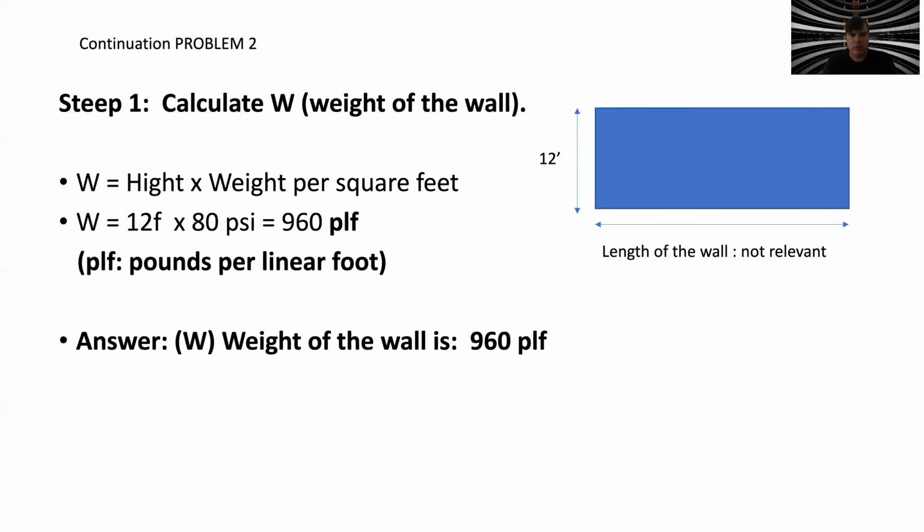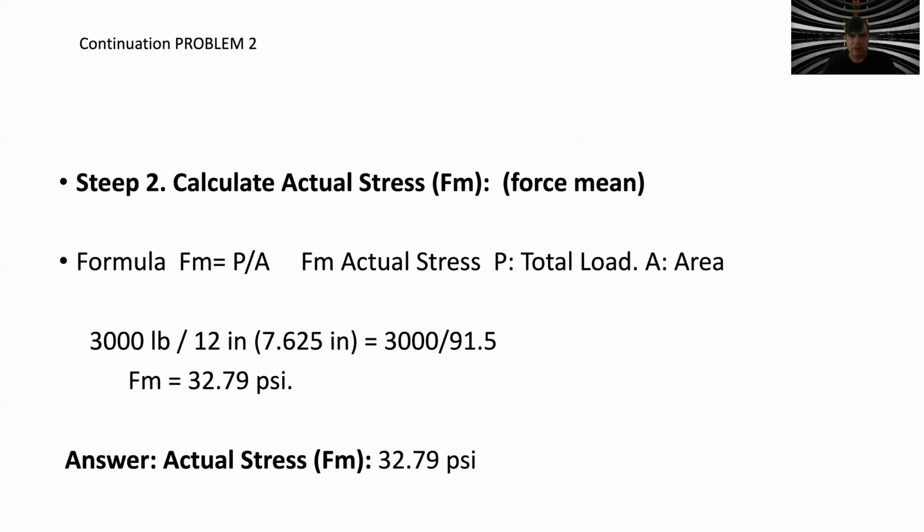Well, what we do, again, we multiply the height of the wall that is 12 by 80, 960. Ready. Second, we calculate the actual stress, that is the force 3000 divided by 12 multiplied by 7.625. Finish. Very simple. Stress is force divided by area. And the force is the weight that the load is supporting, that is 3000. And the area is always 1 foot multiplied by the thickness. In this case, the real thickness is not 8, it's 7.625.